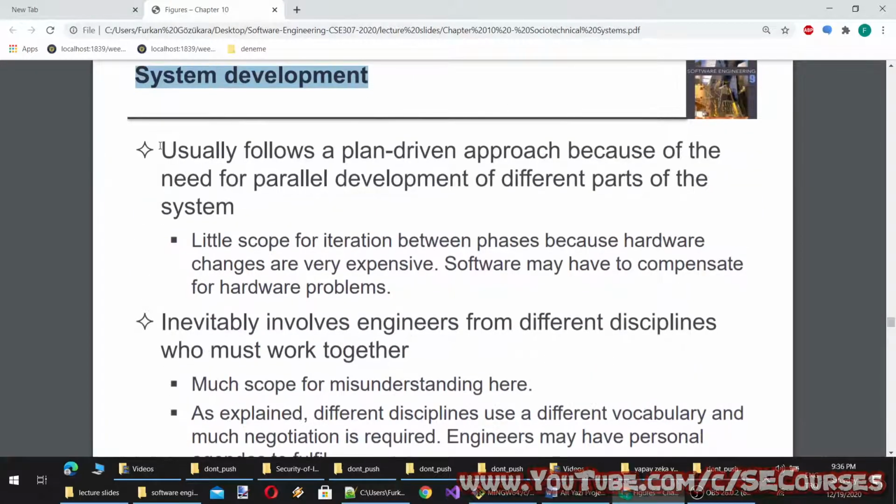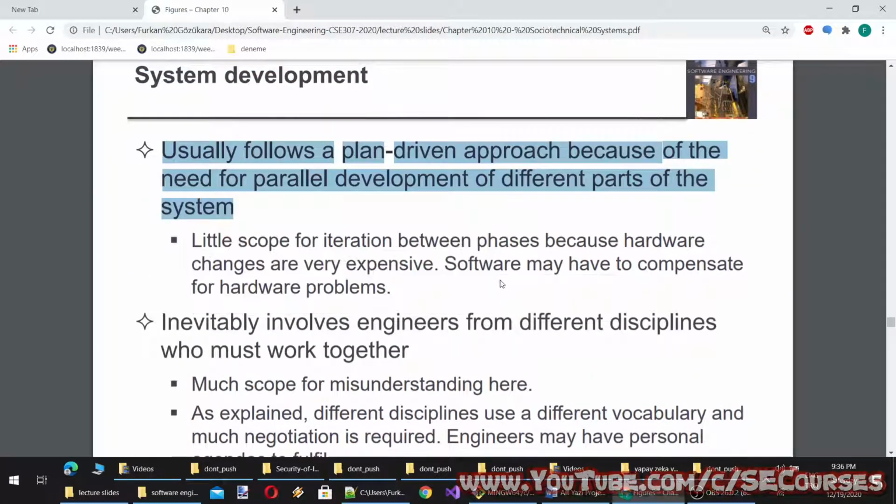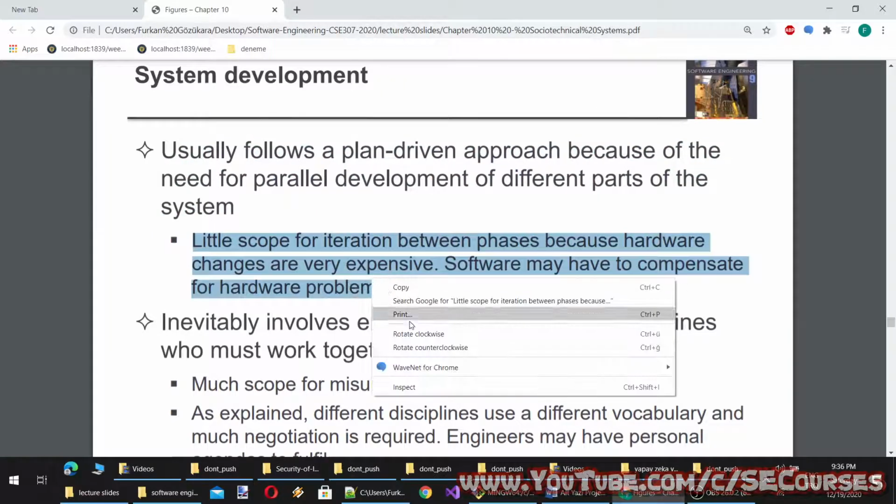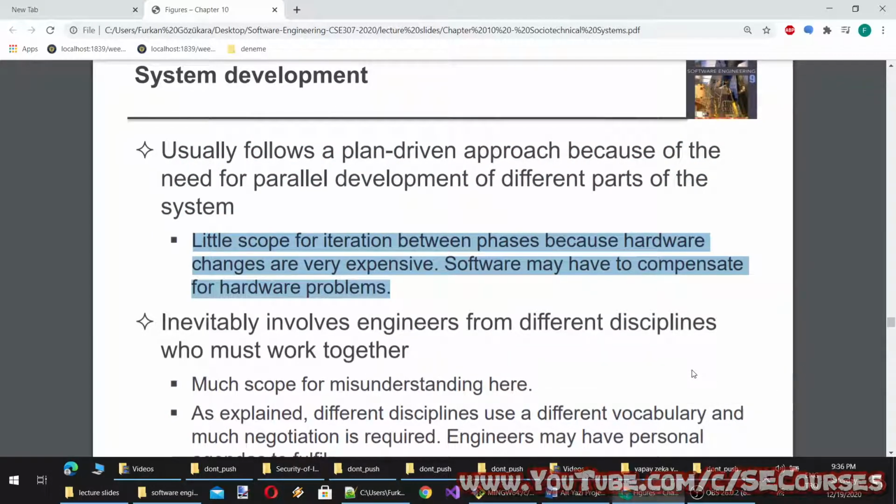System development usually follows a plan-driven approach because of the need for parallel development of different parts of the system. There is little scope for iteration between phases because hardware changes are very expensive. Software may have to compensate for hardware problems.